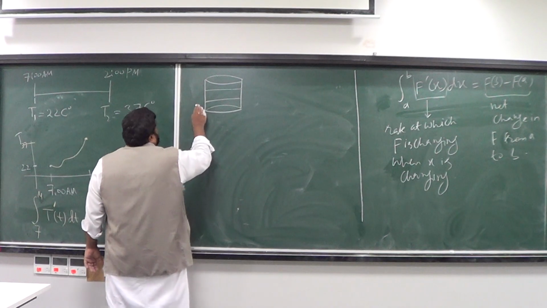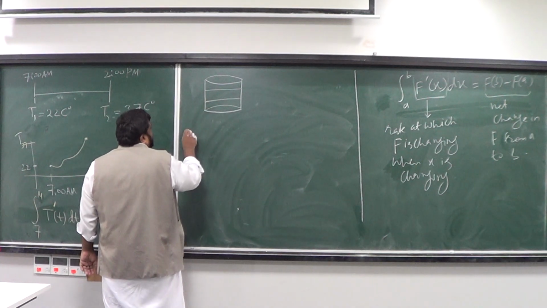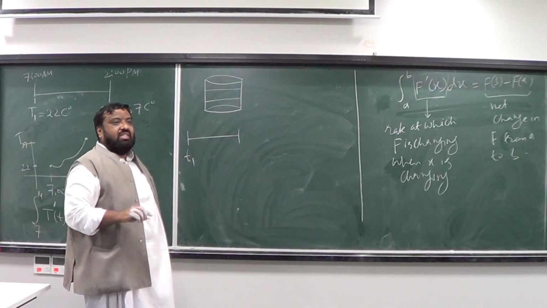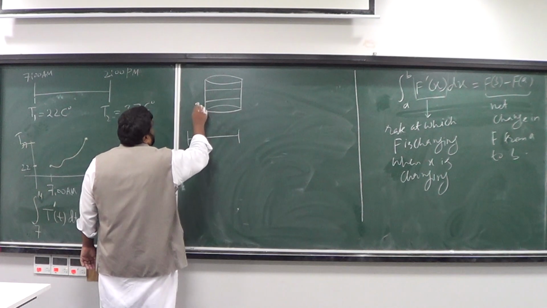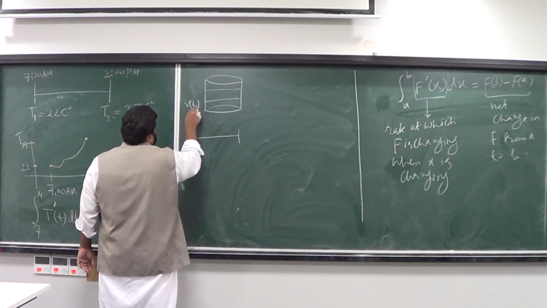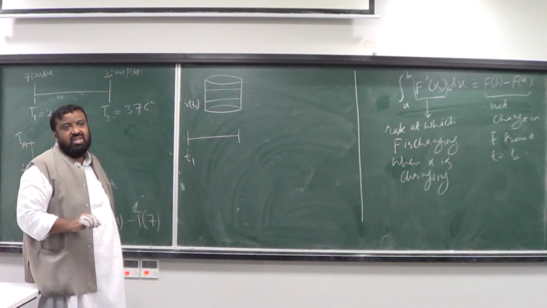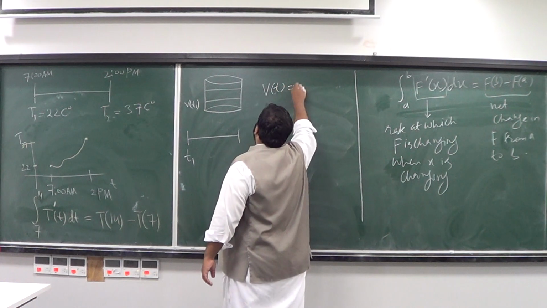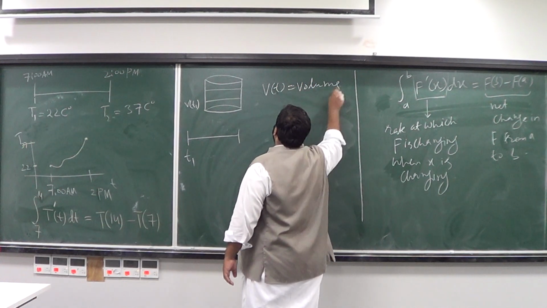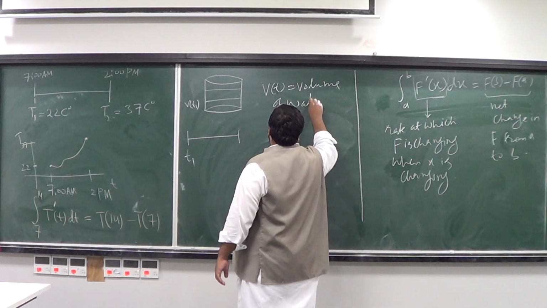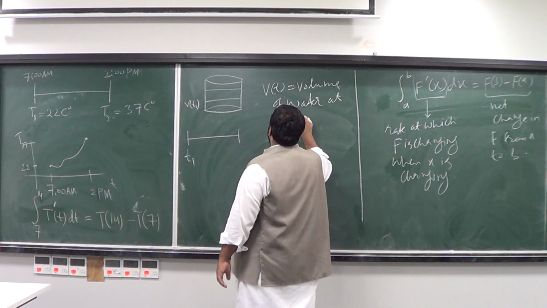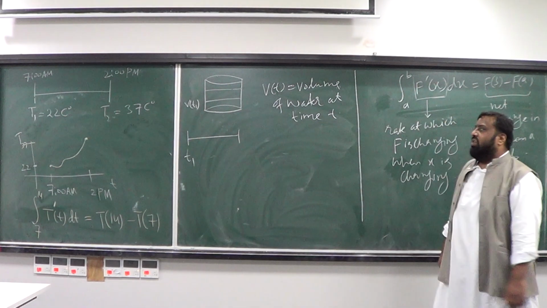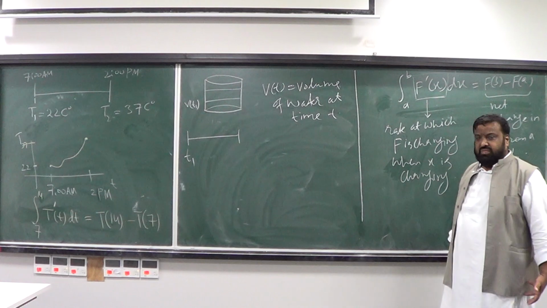So imagine at the instant t1, you observed that the volume of the water at the instant t1 was, say, V of t1. Say V is representing the volume of water at time instant t. Then V of t1 is going to represent the volume of the water at instant t1.